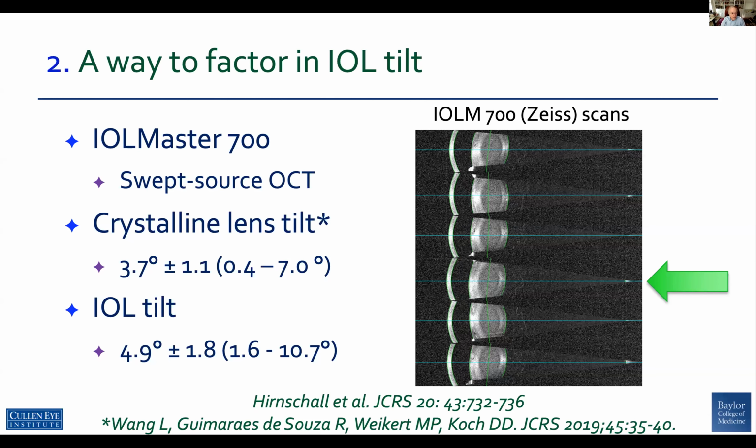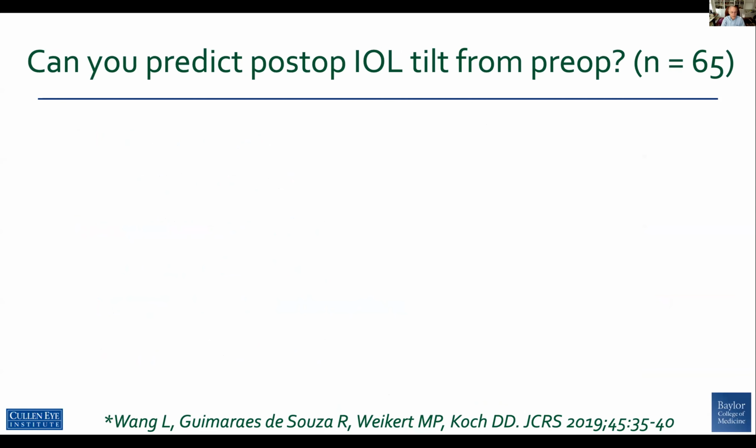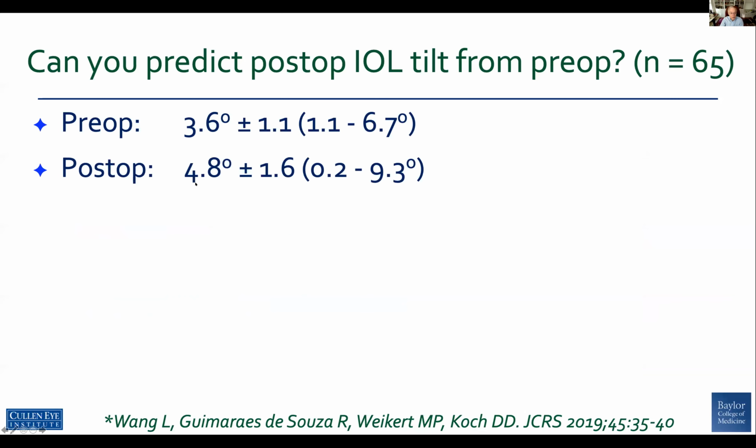So it's nasal anteriorly. And what does that do? It actually creates more against the rule refractive astigmatism. So we now have the lens tilt and the posterior cornea creating this. So can you predict IOL tilt from the pre-op lens tilt? We measured 65 eyes. There they are, in these 65 that were pre to post, 3.6 degrees up to 6.7, 4.8 degrees up to 9.3. So that's a lot of tilt.